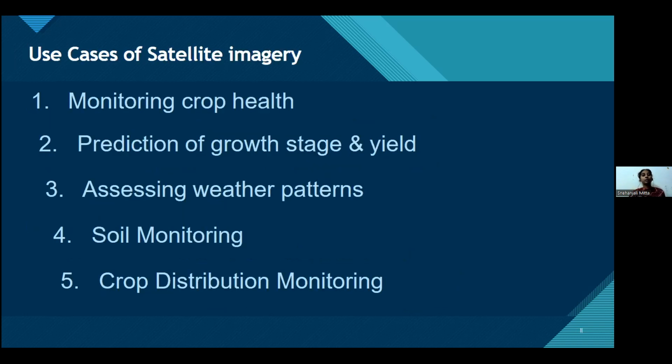Use cases of satellite imagery. There are many use cases. Some of them are here. Monitoring crop health: we can view the growth of the crop through the image. Prediction of growth stage and yield: we can see the growth and yield of the crop. Assessing weather patterns: we can assess the weather patterns for the crop. Soil monitoring: we can see how the soil is. Crop distribution monitoring: we can also monitor the distribution of crops.